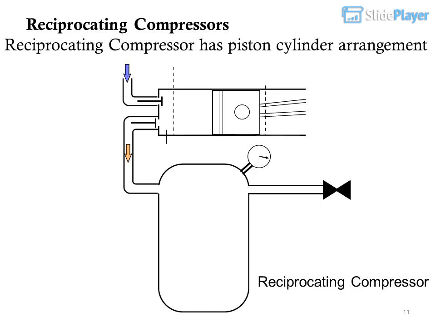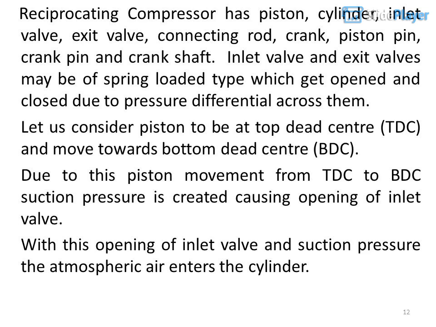Reciprocating compressor has a piston-cylinder arrangement. It has a piston, cylinder, inlet valve, exit valve, connecting rod, crank, piston pin, crank pin and crankshaft. Inlet and exit valves may be of spring-loaded type, which get opened and closed due to pressure differential across them. Let us consider the piston to be at top dead center, TDC, and moving towards bottom dead center, BDC.